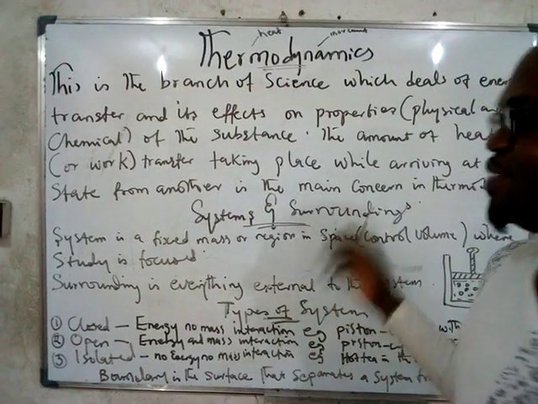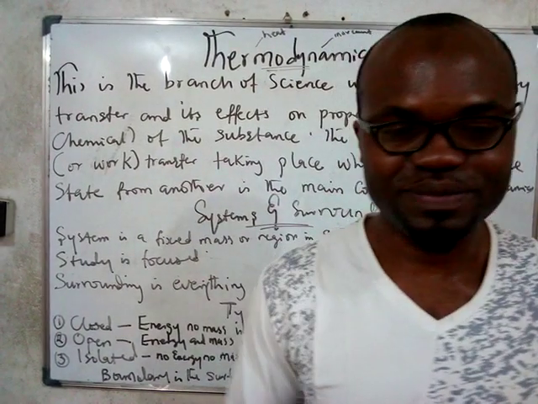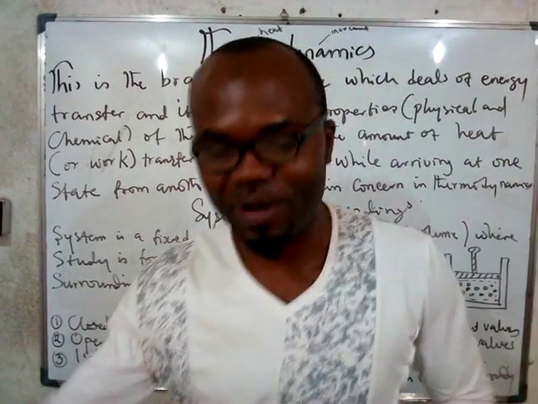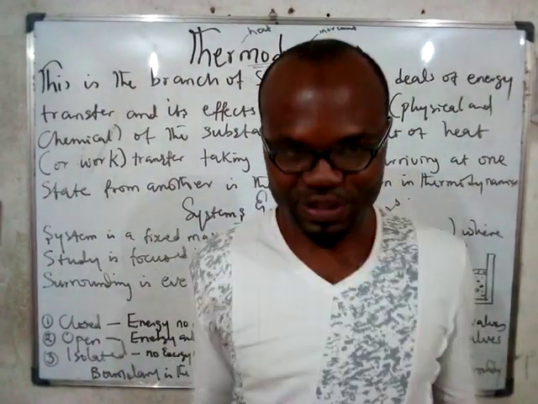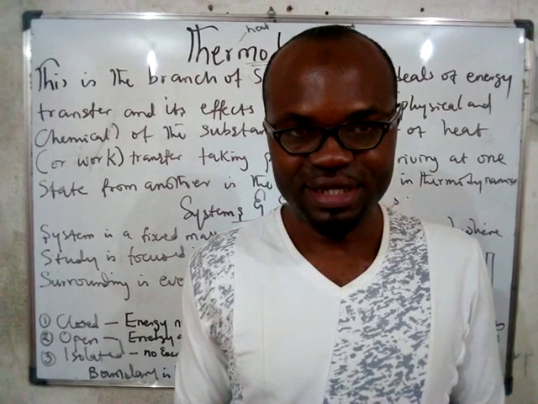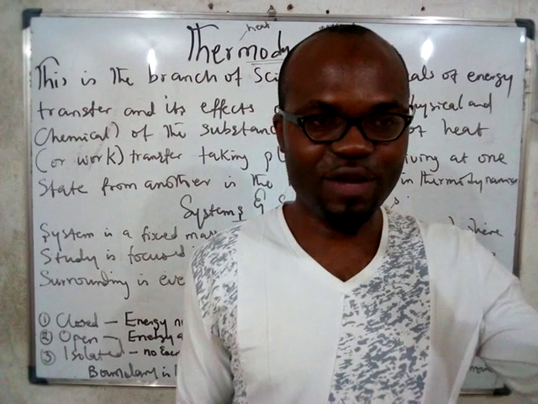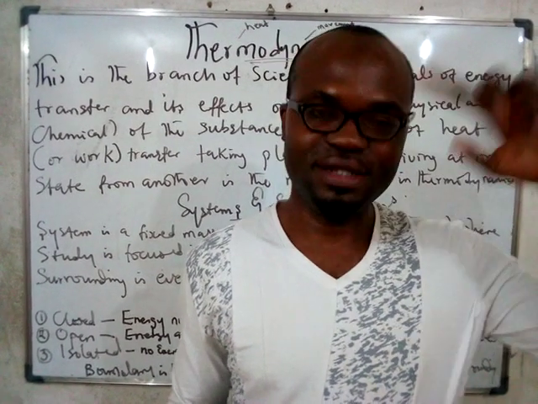Now we look at systems. Whenever you're talking about work done, it has to be from one place or from one substance to the other. So that substance that you're considering is known as the system. And the other one that is doing work too is known as the surrounding.